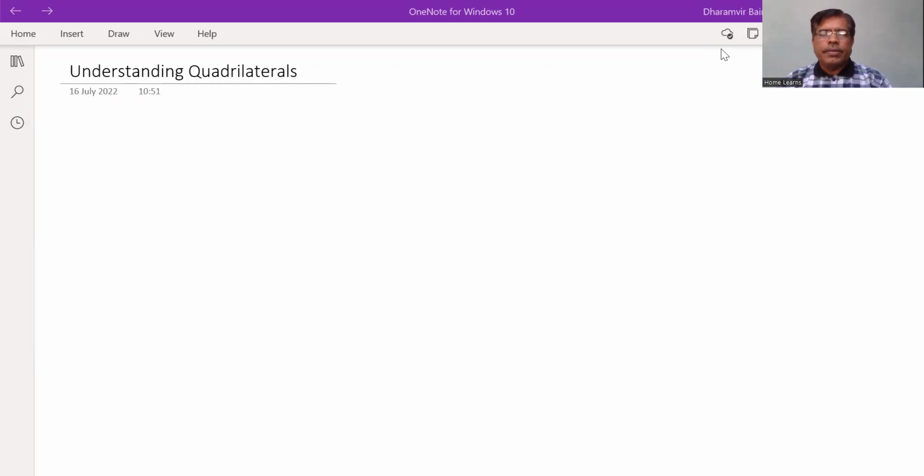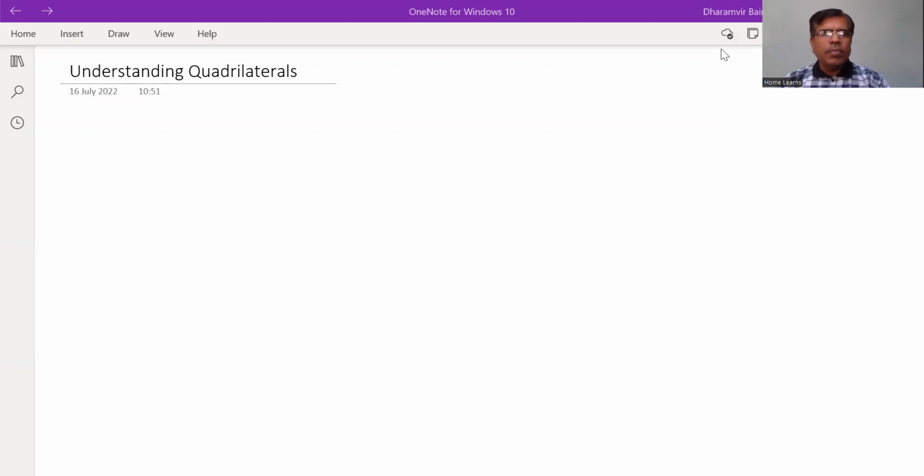Understanding quadrilaterals. As the name suggests, what is a quadrilateral? Quadrilateral: quad plus laterals. Quad means 4, laterals means sides. A figure which has 4 sides, 4 angles, 4 vertices is known as a quadrilateral. It is a polygon. Polygon means any figure which has more than 2 sides.